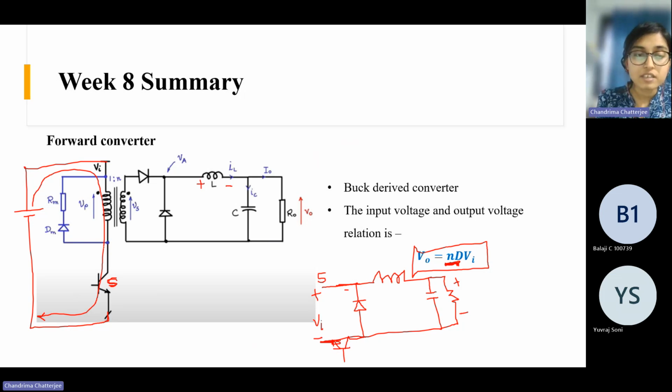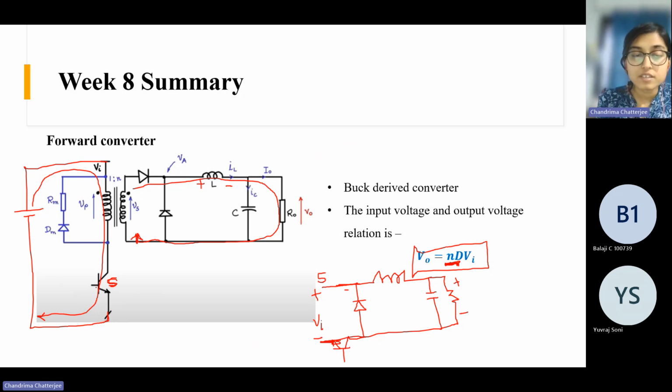As the current flows like this, then due to the dot polarity, there will be some relative positive and negative polarity here. This diode will get forward biased and current will flow like this. It is the same as the buck converter. There is no difference in the operation. Current will flow like this.